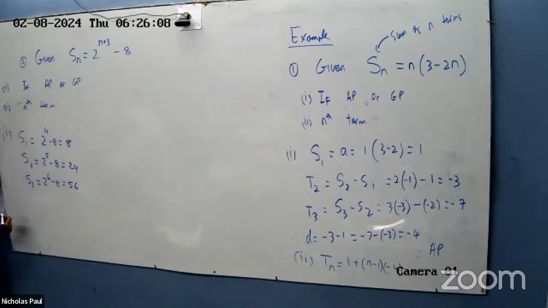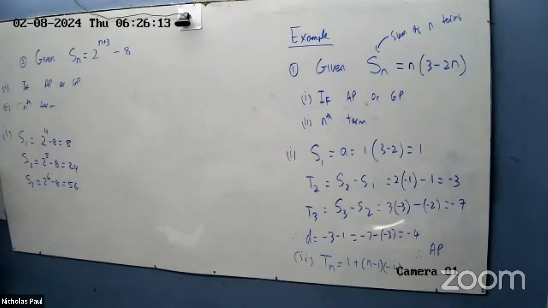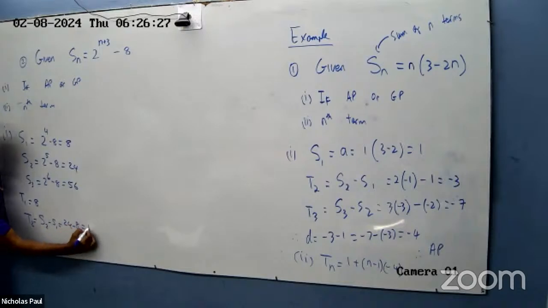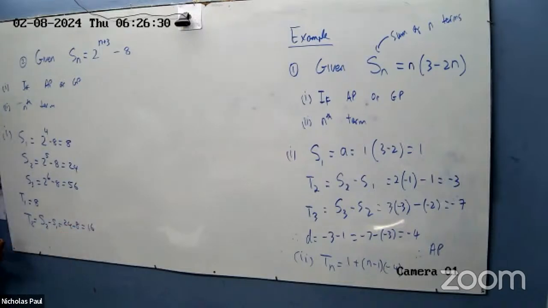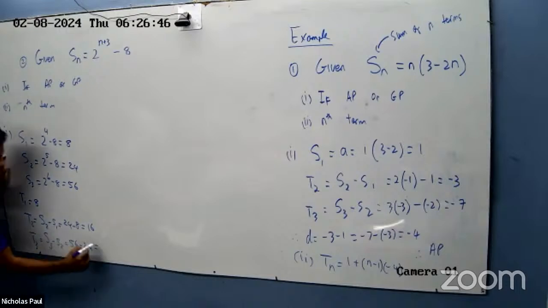Now I'm going to find everything. So T1 is 8, T2 is S2 minus S1, which is 24 minus 8, which is 16. That's okay? I just did it a little bit different to the last one. T3 is S3 minus S2. S3 was 56 minus 24. That's 32.